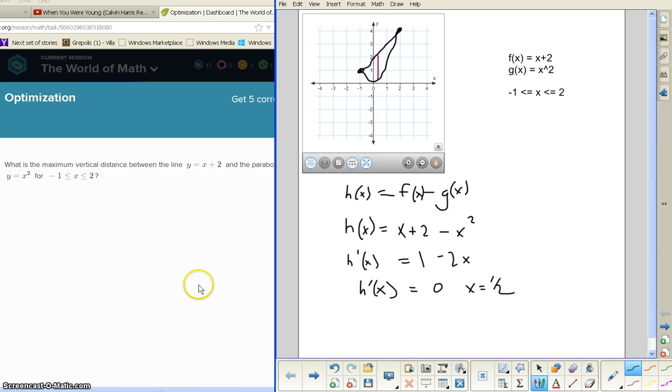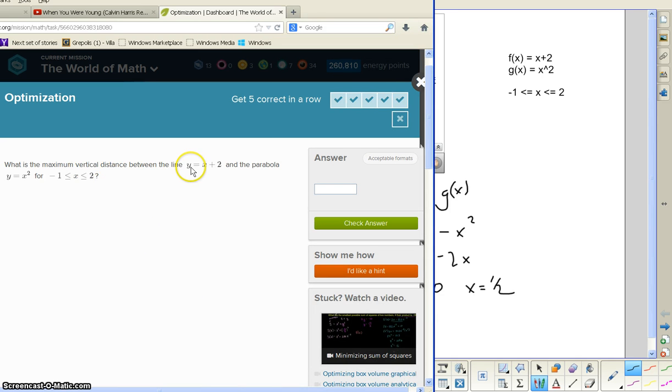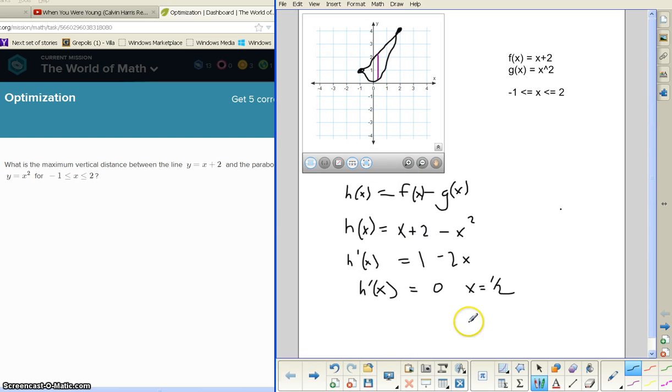The question was, what is the maximum vertical distance between the line and the parabola, not where does it happen. So I have to take my half back into this function. So go back to h of a half, and I get a half plus 2, which is 2.5, minus a half squared, which is a quarter. So 2.5 minus a quarter is 2.25.